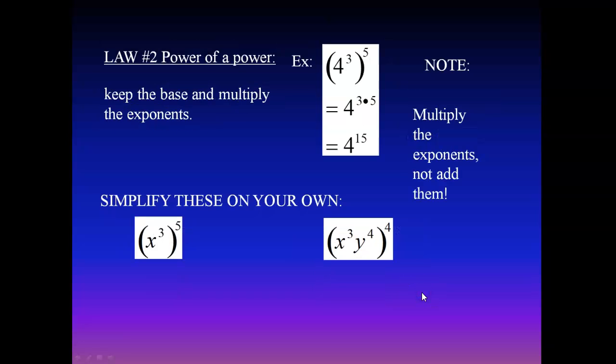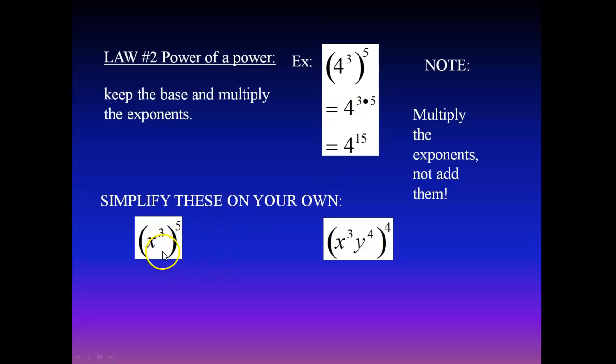Let's take a look at the second law, power of a power. So what does the power of a power say? Keep the base and multiply the exponent. As you could see here, you have only one base, 4. And then you have an exponent, and another exponent outside of the parentheses. So all you have to do is keep the same base, 4, and you multiply the exponents. 3 times 5 is 15. So the answer is 4 to the power of 15.